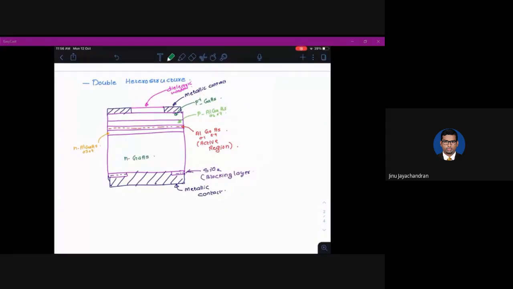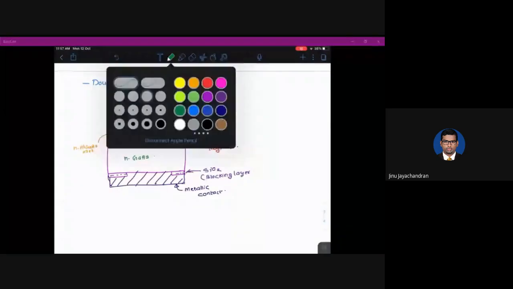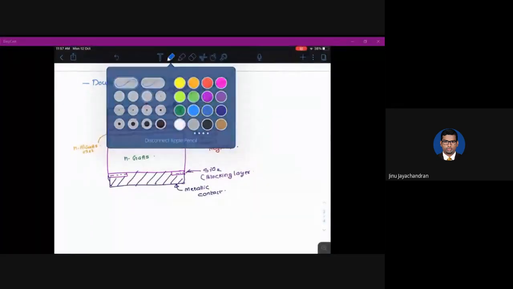Now the whole width of this is something around 60 micron. And wherever there is metallic contact or silicon dioxide, the light cannot come out. This is actually a cross section of the semiconductor. Basically, what I mean by cross section is that let's say this is your semiconductor.